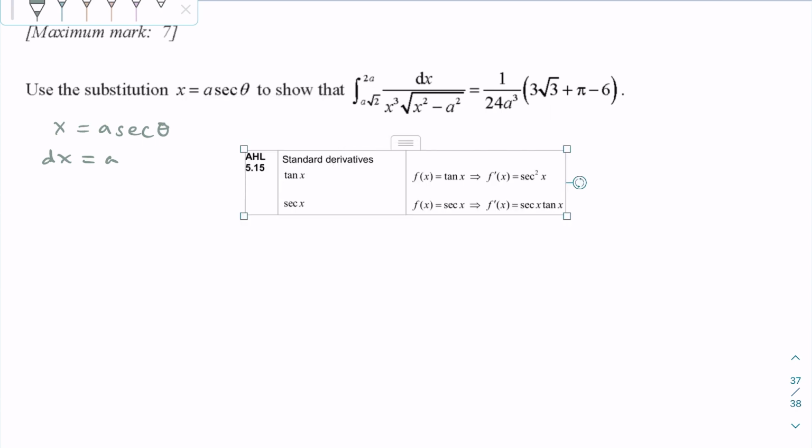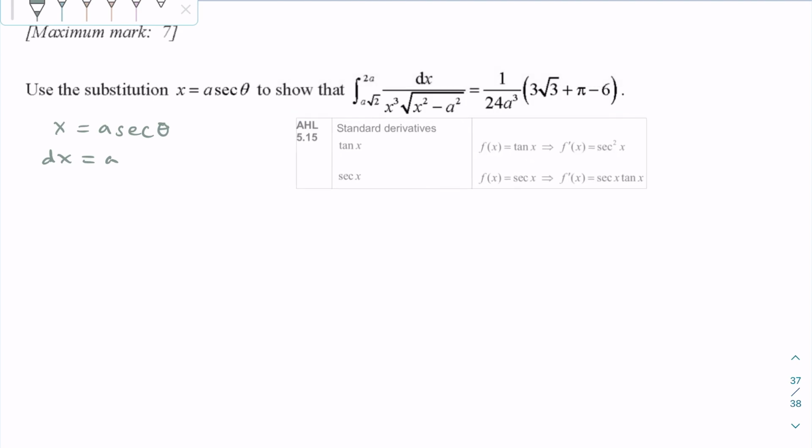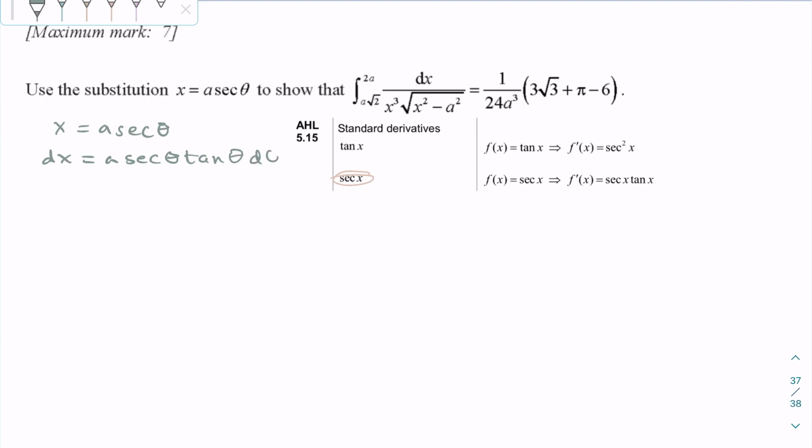A is a constant, so it remains as it is when differentiated. But the secant theta is actually a standard derivative found in the formula booklet. It's equal to secant theta tan theta. Also, don't forget to write d theta since we're differentiating.